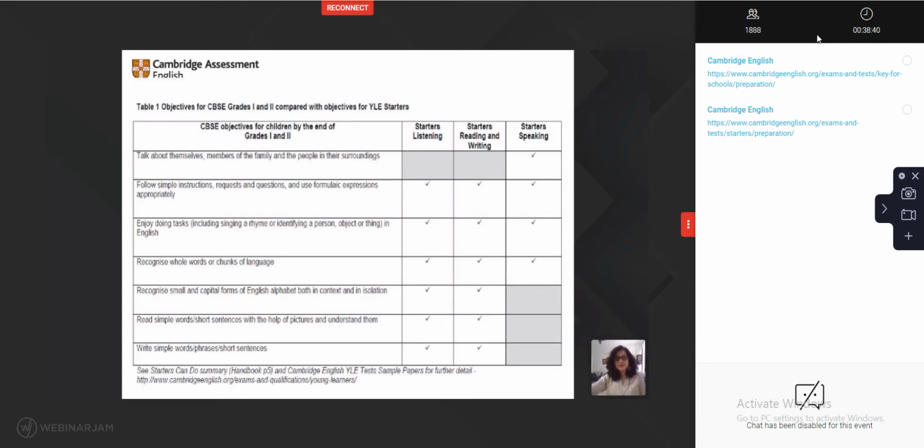So this is the CBSE learning outcomes, and they have been mapped. In fact, the objectives of starters, the assessment criteria of starters, have been mapped on the language learning outcomes of the CBSE curriculum. So these are the skills, and the ticks indicate the common features, right? So you can even do this exercise.